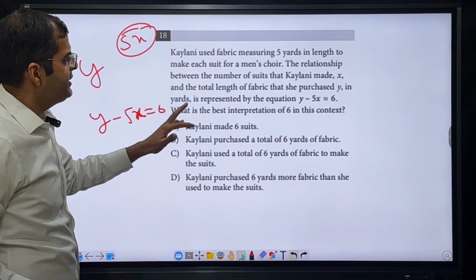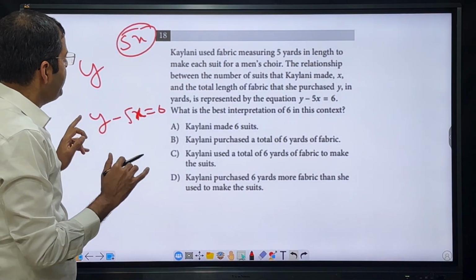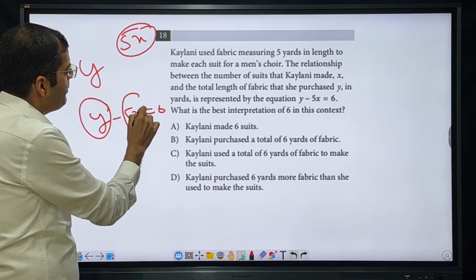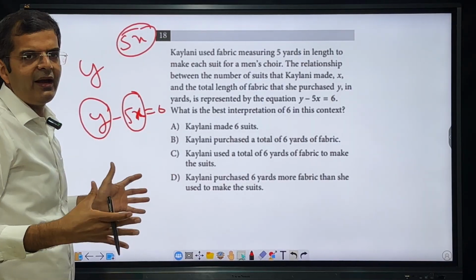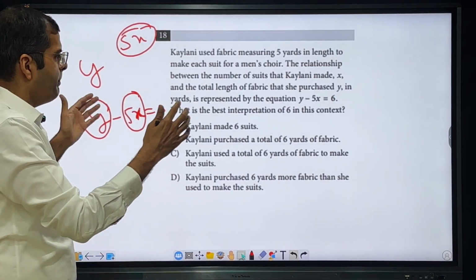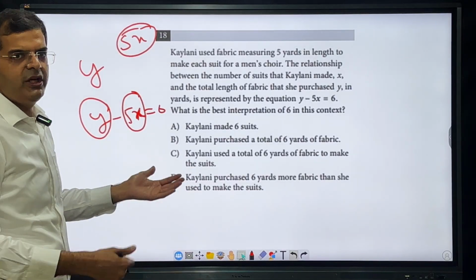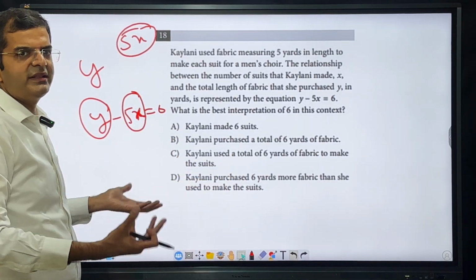What is the best interpretation of 6 in this context? So now if you look at it, Kailani bought y yards. 5x is the amount of material used by Kailani. So the amount bought minus the amount used is 6. So she bought 6 yards more than what is needed.